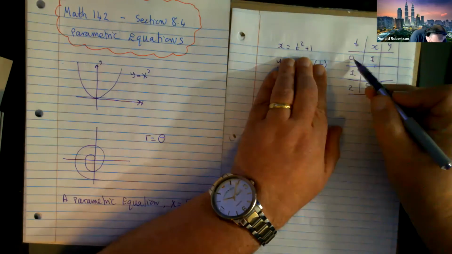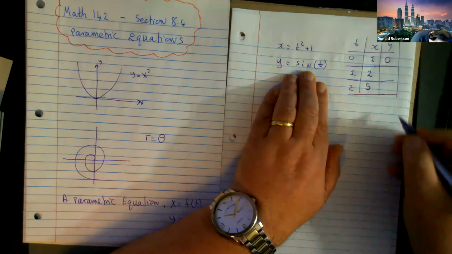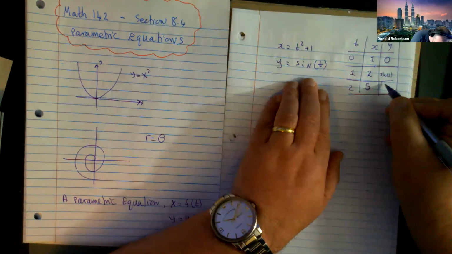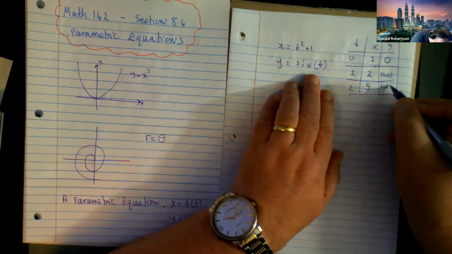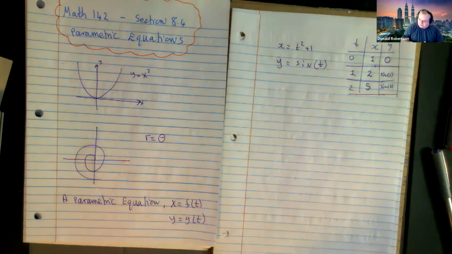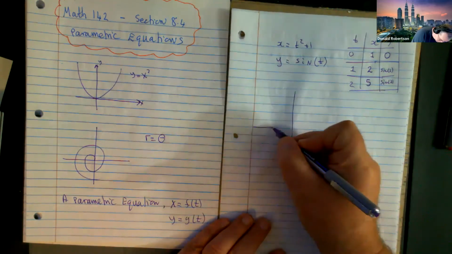Now, when t is 0, the y coordinate is the sine of 0. And when t is 1, it's the sine of whatever 1 is, some decimal. And then it's the sine of 2. So can you imagine you could plot tons and tons of points for different values of t, and you will get what we call the parametric equation.